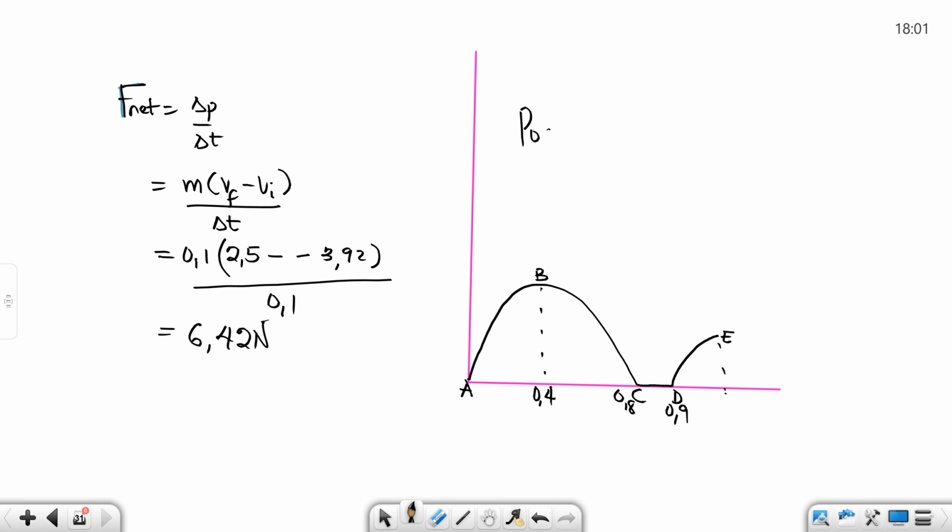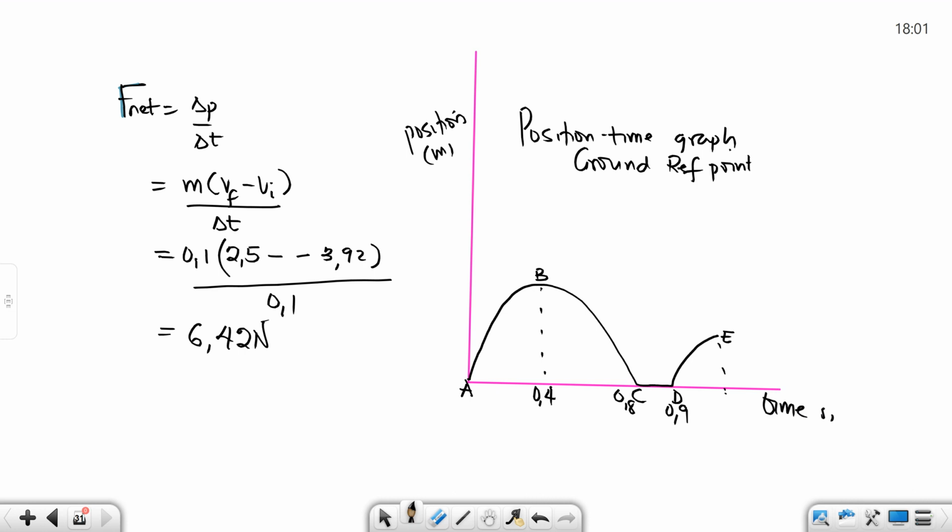So what is this? Position-time graph. And what's on the y-axis? Position in meters. Ground is the reference point. And what do we have on the x? Time in seconds.